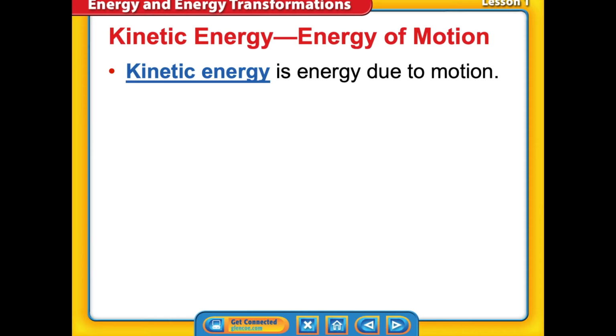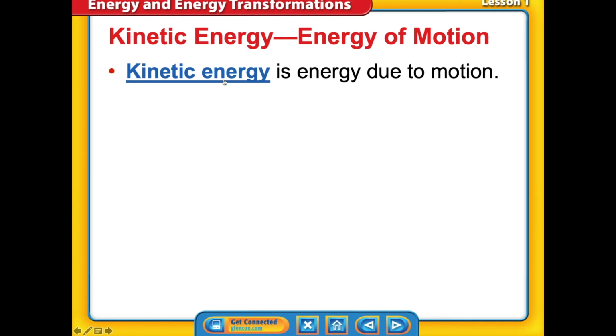So let's talk a little bit more about motion. And let's go to the next section. And when I say the word kinetic energy, energy due to motion. So kinetic energy is the energy due to motion. That's what I want you to think about as soon as you hear the word kinetic energy. So let's go back to your notes, page 48, and write down next to kinetic energy, the energy of motion.